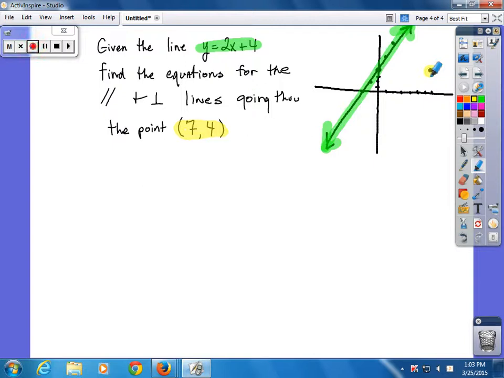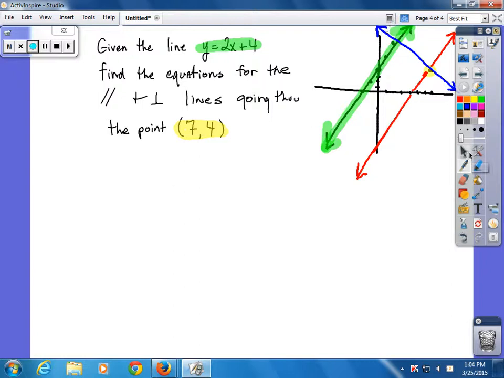And what they want to know, and I'll color this line red, they want to know the equation for this line that goes through that point. And a blue line, they want to know, you'll have to use your imagination, it's supposed to be straight. Okay, somebody tell me the relationship between the red line and the green line.